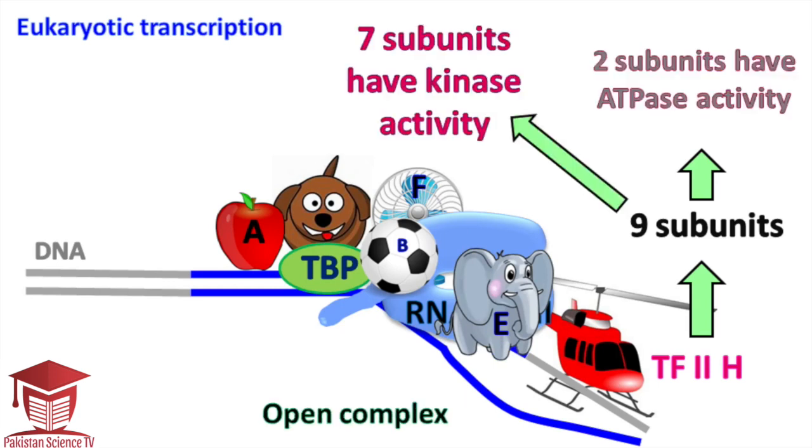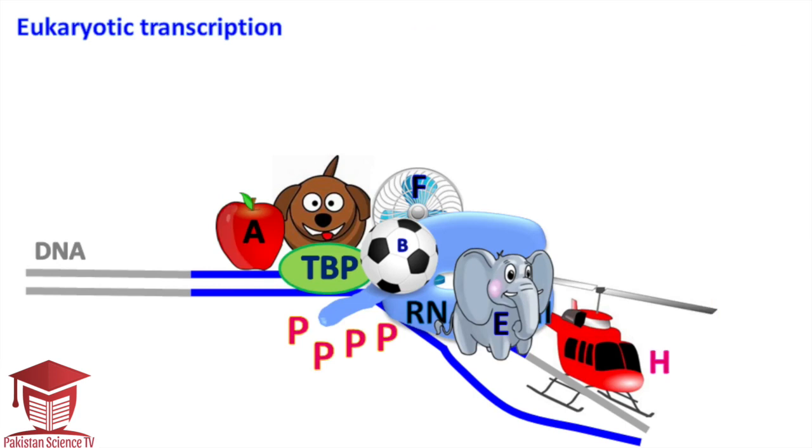The remaining 7 subunits of TF2H have a kinase activity. This kinase activity phosphorylates the C-terminal domain or the tail of RNA polymerase II, leading to promoter escape and transcription elongation.